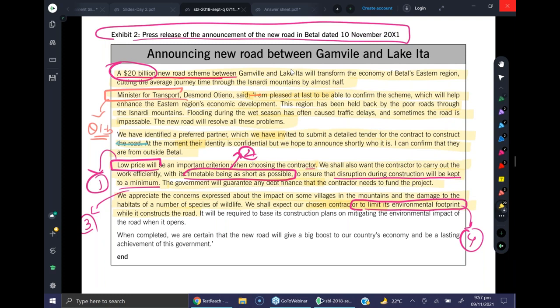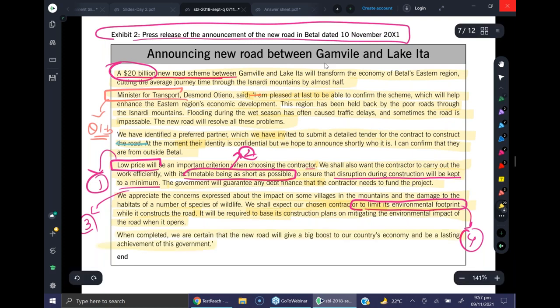It will be required to base its construction plans on mitigating the environmental impact of the road when it opens. When completed, we are certain that the new road will give a big boost to our economy and be a lasting achievement of this government.